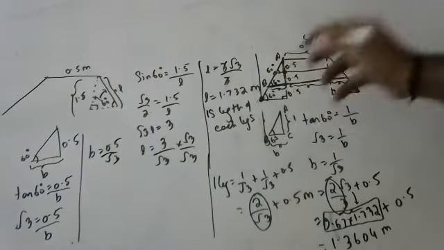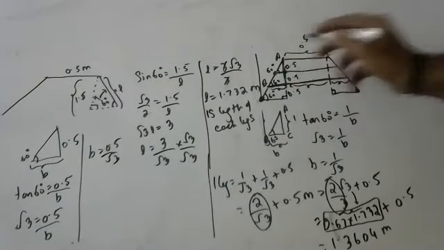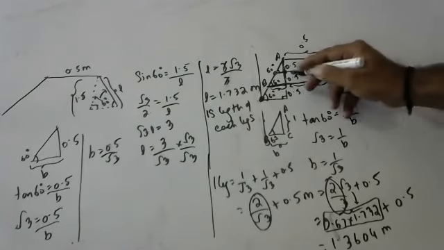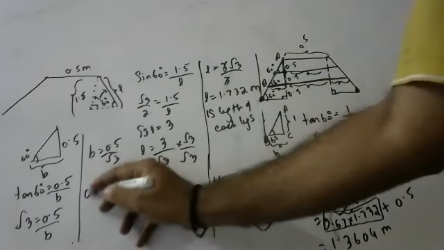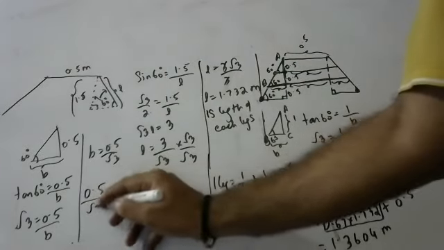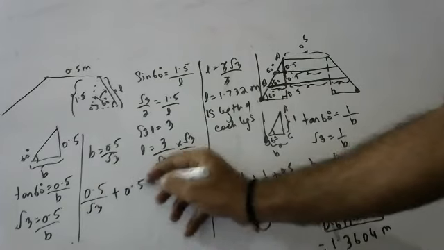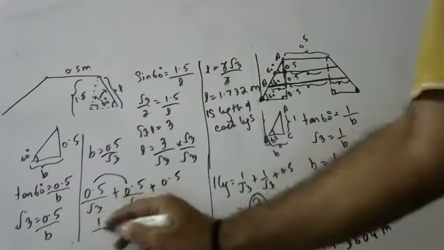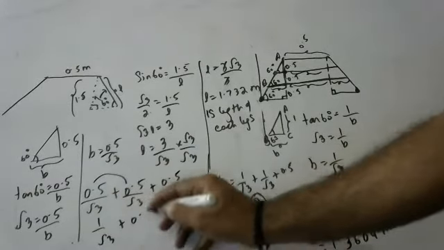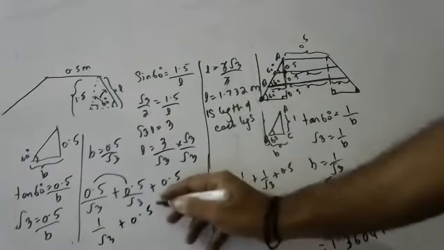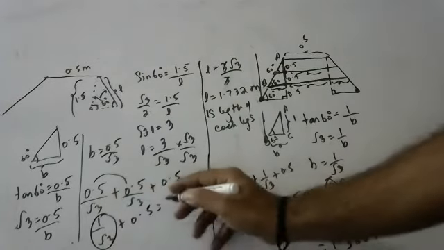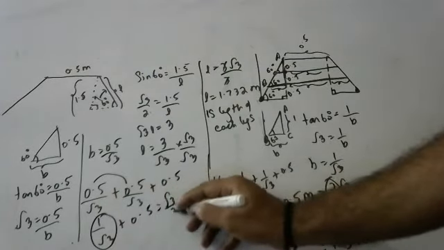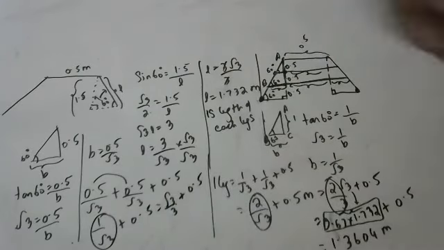Rationalize. So this is 0.5 root 3, this is also 0.5 root 3, and the middle one is 0.5. So 0.5 by root 3 plus 0.5 by root 3 plus 0.5. 0.5 plus 0.5 is 1, so 1 by root 3 plus 0.5. Okay, children, if you rationalize this, you'll get root 3 by 3 plus 0.5.